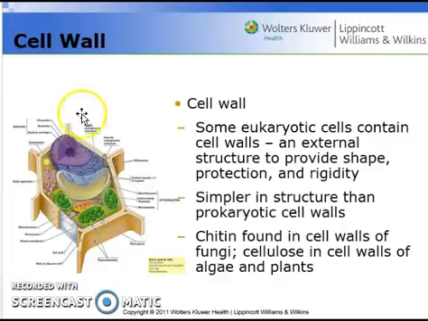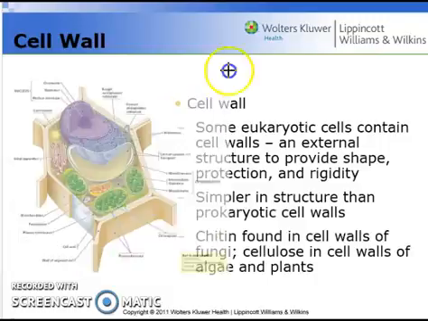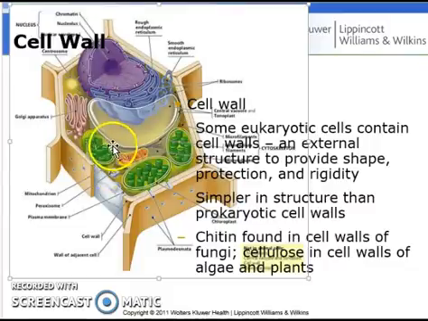Some eukaryotic cells have this wall, as I said. The wall is used to provide shape, protection, and structure for the cell itself. So it's an additional backbone, really, to providing support and protection. This particular cell wall that you see here in this figure is the cell wall of a plant. And we know that because you can see these chloroplasts that are inside of here.